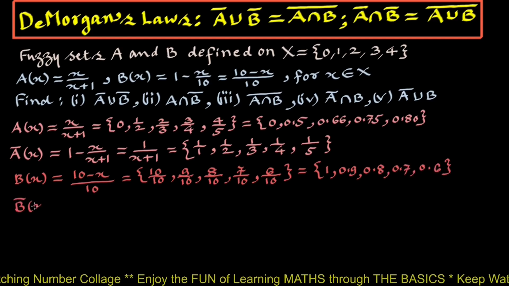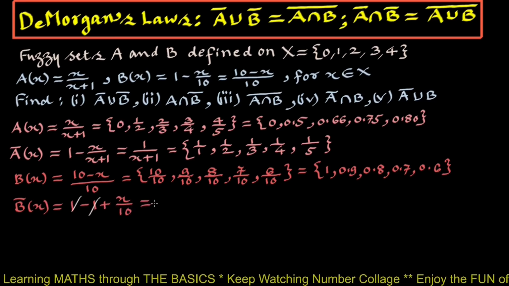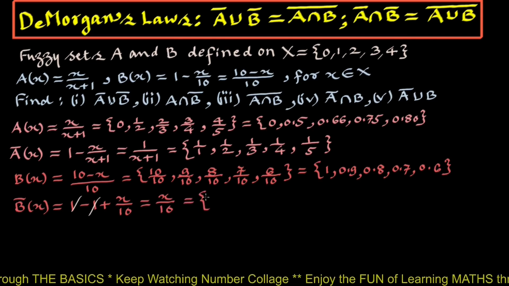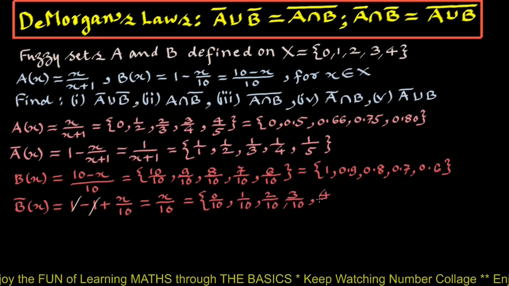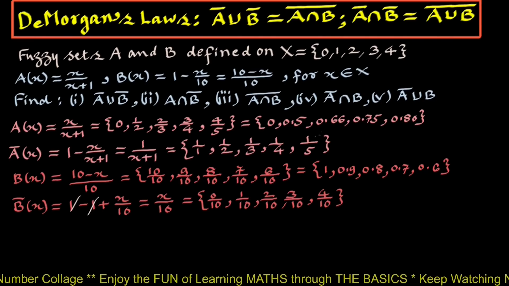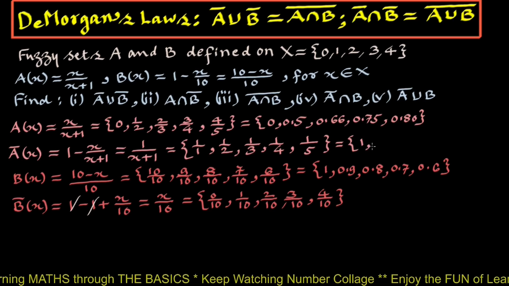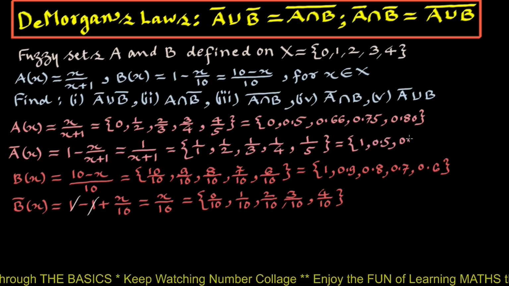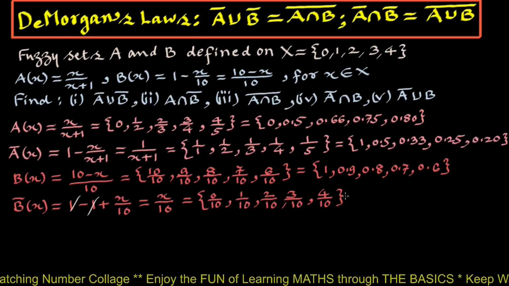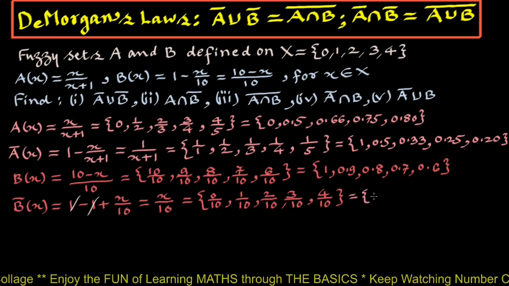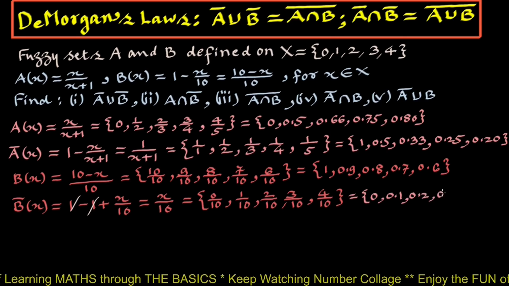B bar of x will be 1 minus 1 plus x upon 10. It will be x upon 10, hence 0 upon 10, 1 upon 10, etc. and 4 upon 10. Before we proceed, let us write A bar x in decimal for the sake of comparison. So it will be 1, 0.5, 0.33, 0.25 and 0.20. Similarly, we will also write B bar x in decimal form: 0, 0.1, 0.2, 0.3, 0.4.